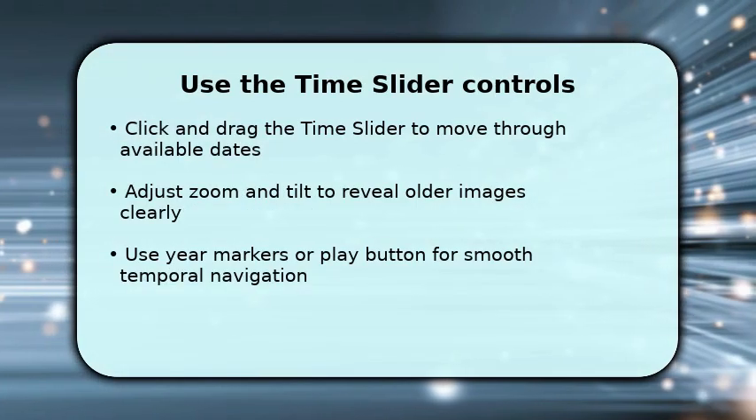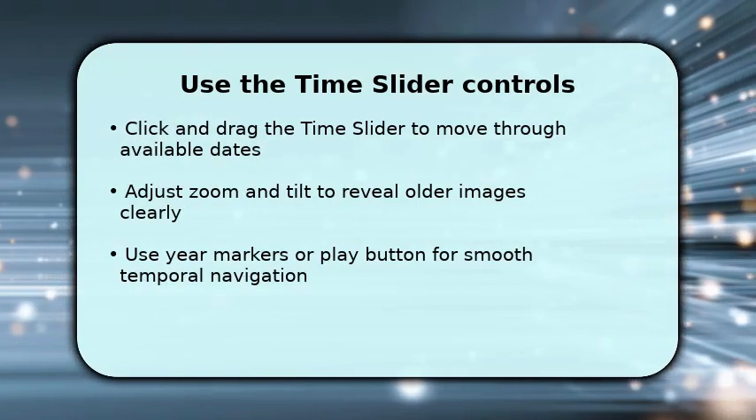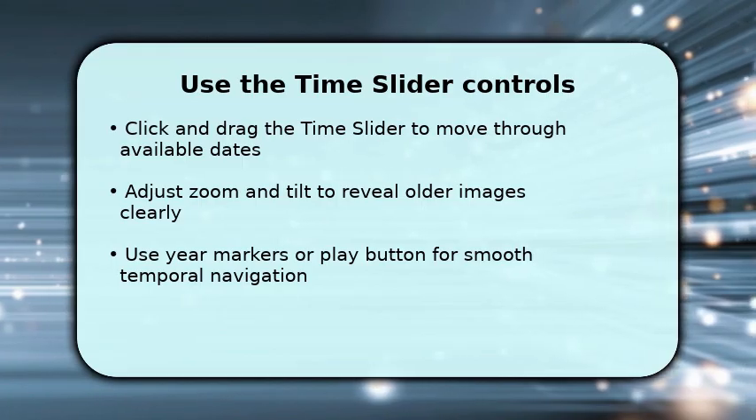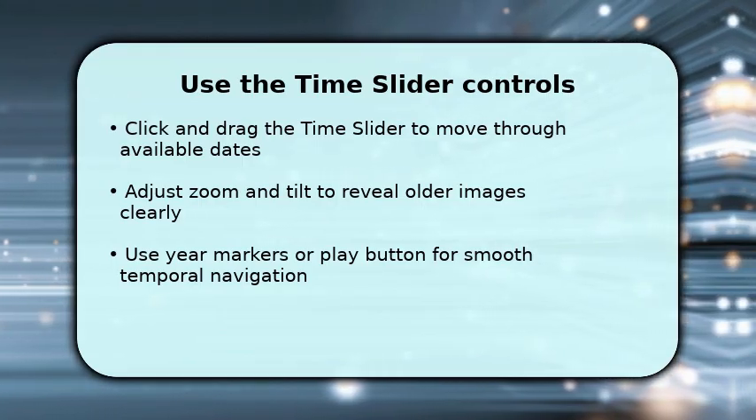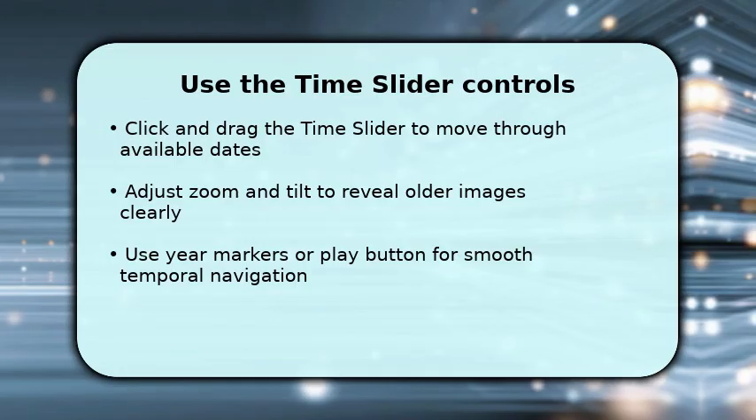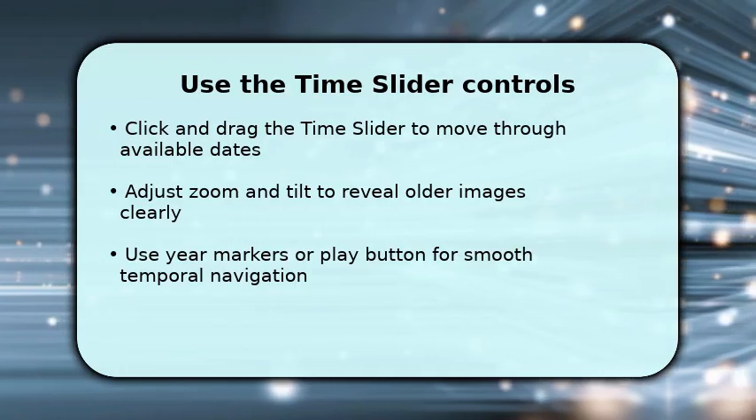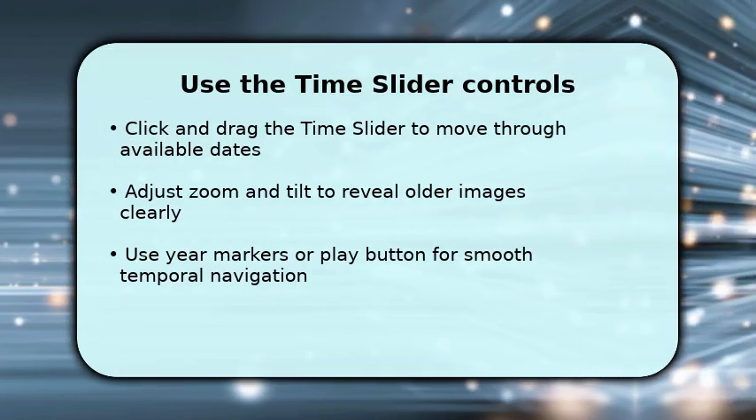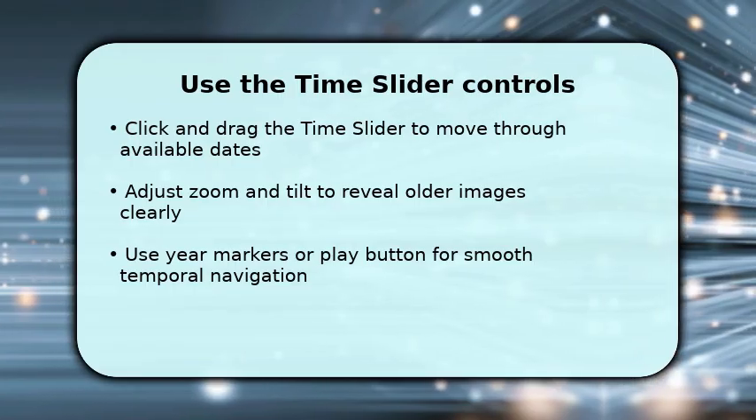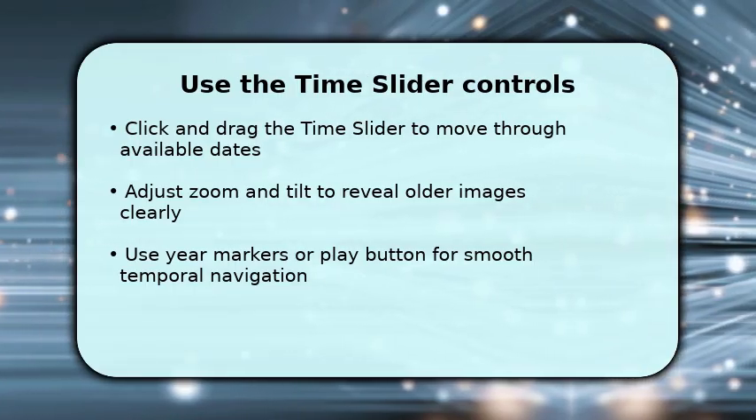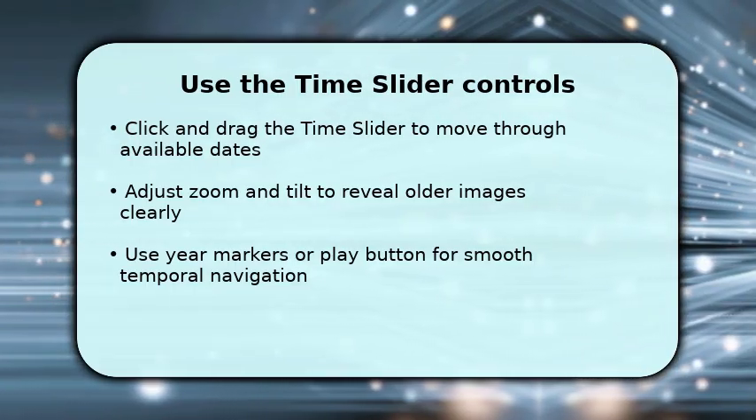Once the time slider is visible, drag the handle slowly to the left to step back through dates. You'll see imagery update as you move. You can also click year markers for coarse jumps, then fine-tune using smaller increments. Make sure to adjust camera zoom and tilt, because some historical photos appear only at specific angles or altitudes.